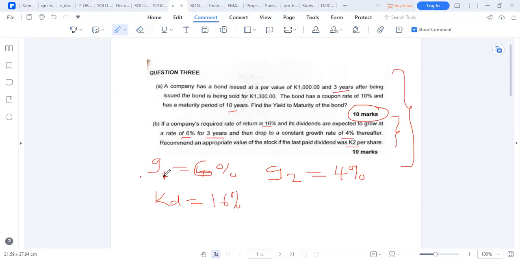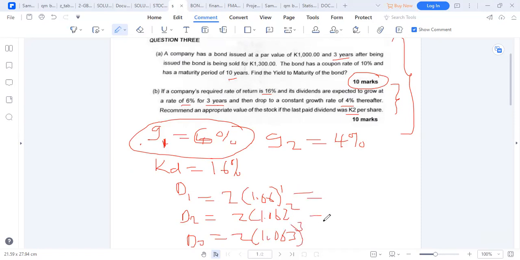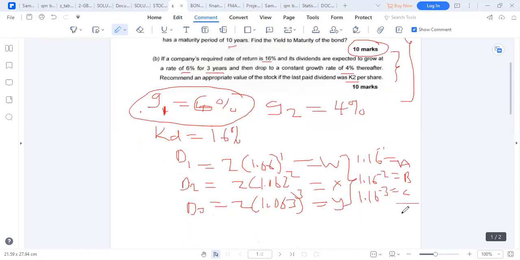So what is the job of G1? To give us a constant growth for D1, D2, and what? D3. By multiplying the 2 kwacha by 1.06 to the power 1, 2 kwacha by 1.06 to the power 2, and 2 kwacha by 1.06 to the power 3. Then what do we do to these figures when we get the values? We discount them, using the market rate: 1.16 to the power negative 1, 1.16 to the power negative 2, 1.16 to the power negative 3. So the values A, B, C, when we add them, that would be the value of stock for what? Phase 1. Is that clear?